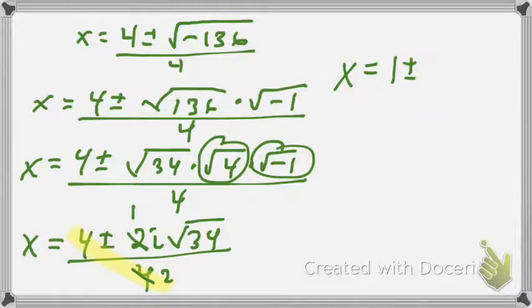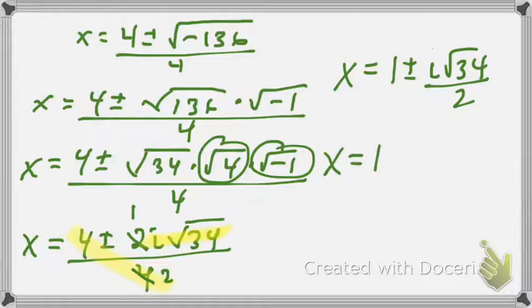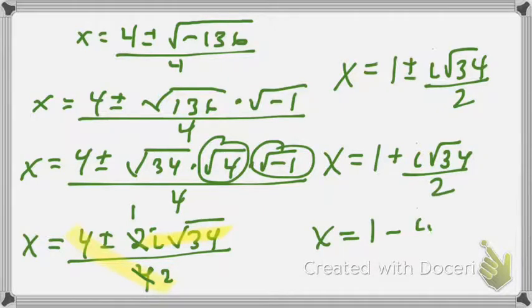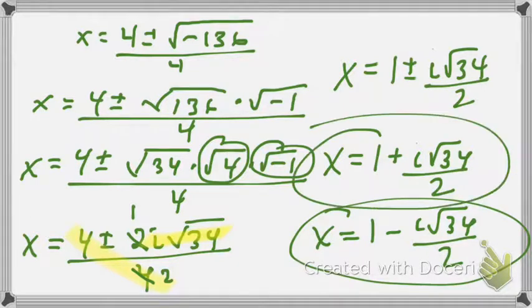Let me rewrite that. Because up top here, what am I left with? i square root of 34 over 2. So our two solutions: x equals 1 plus i square root of 34 over 2, and x equals 1 minus i square root of 34 over 2. So those are two complex conjugates of each other.